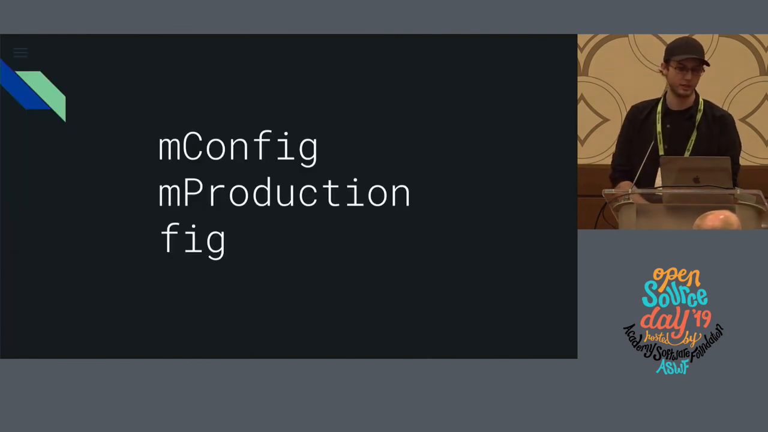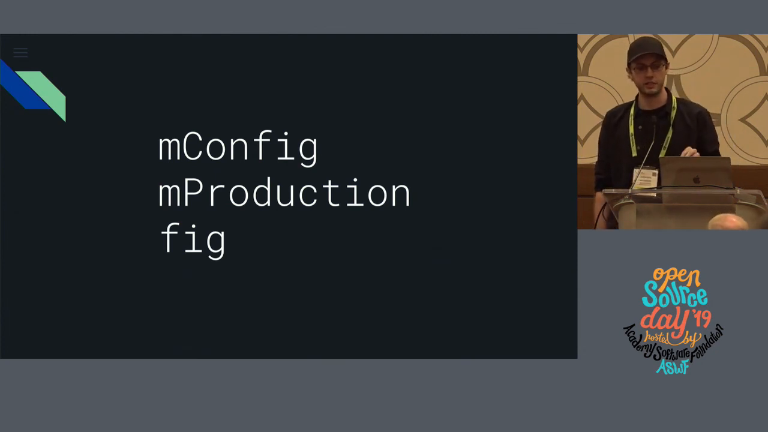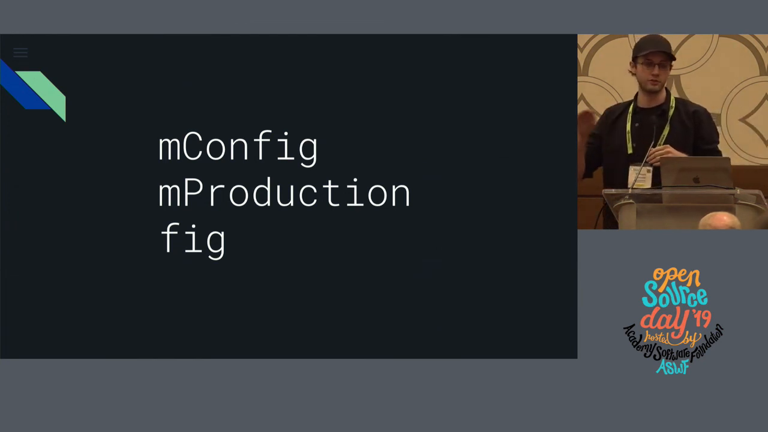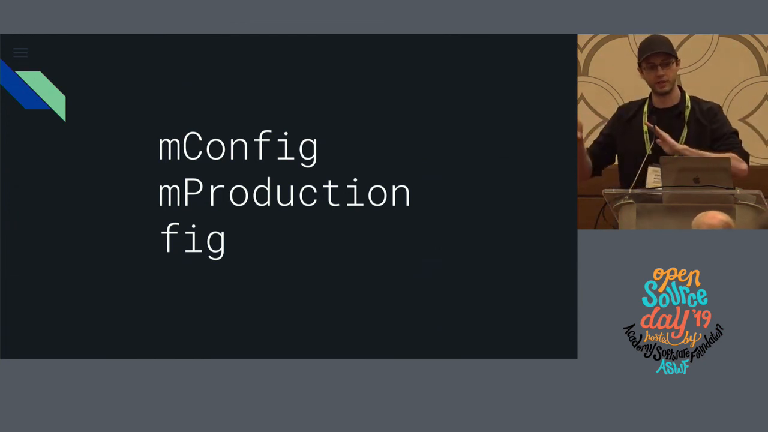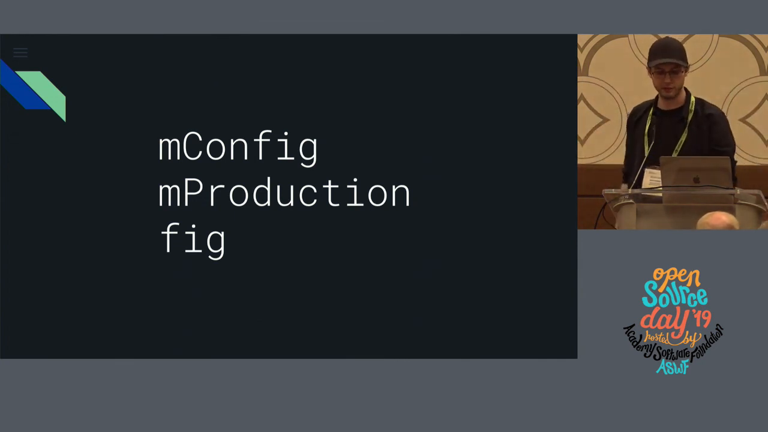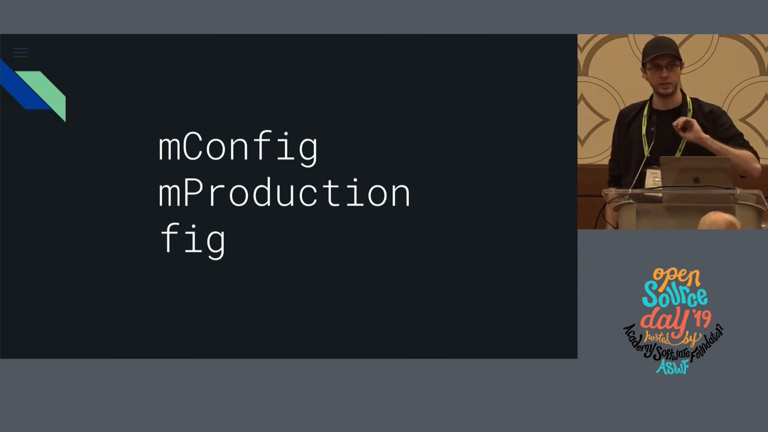So we have something called mconfig, mproduction, and fig. When you hear me saying mconfig and fig, it's really the same thing, but mconfig is the disk-based version of this, and fig is the newer service-based model that we're currently in the middle of migrating onto. Same concept, but one's completely RESTful, and the other is just based on grabbing YAML files off of disk.